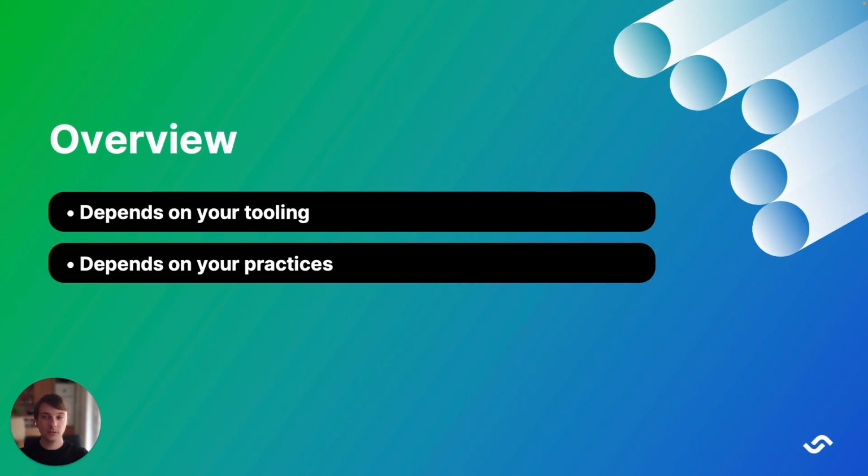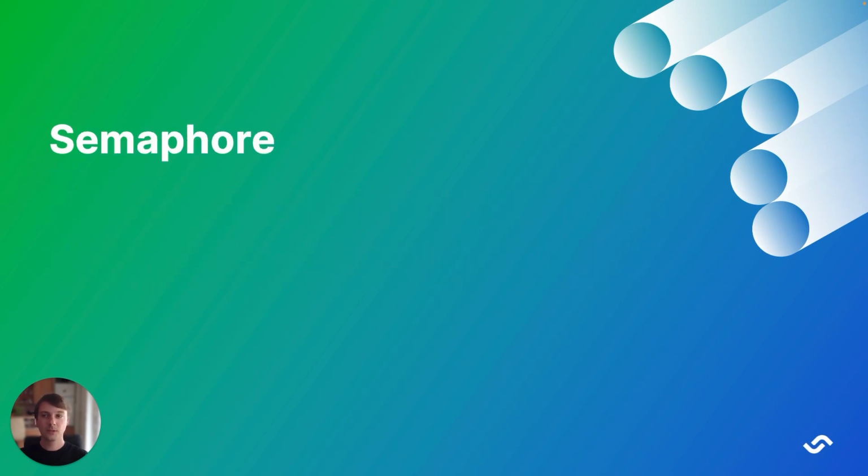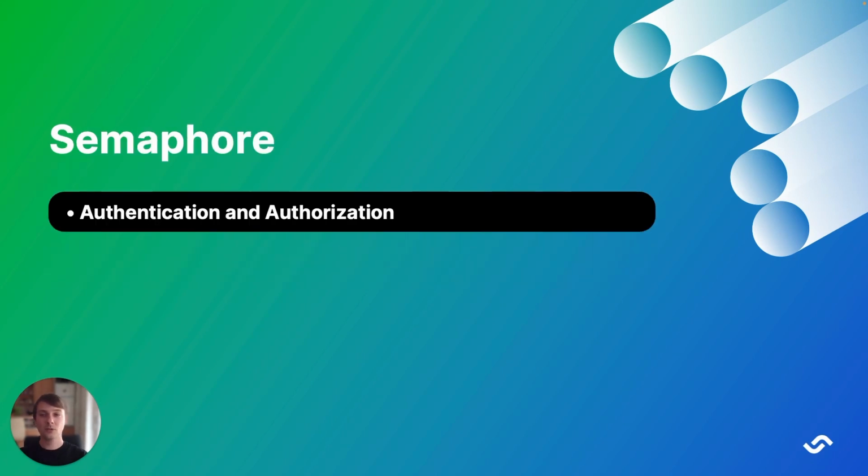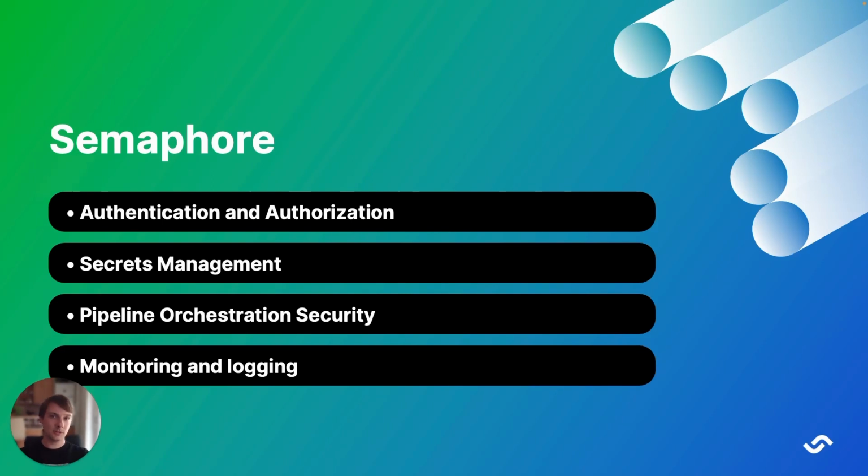Now, overview basically means an overview of your deployment history. So this really depends on the tooling you're using, what kind of CI/CD tooling you're using. And it also depends on how your teams coordinate and how your permission schemas are set up. So at Semaphore, we can help you with authentication and authorization, secrets management, pipeline orchestration security, and monitoring and logging. We have built-in role-based access control and audit trails that can be streamed anywhere securely.